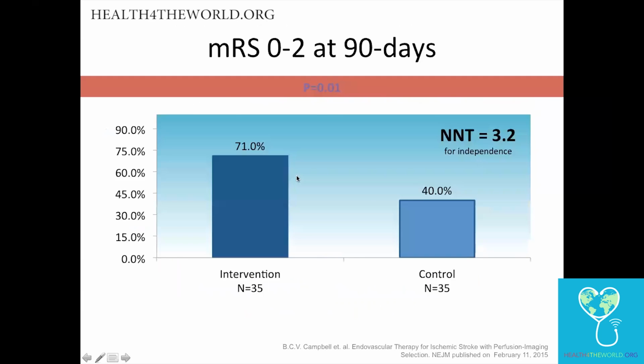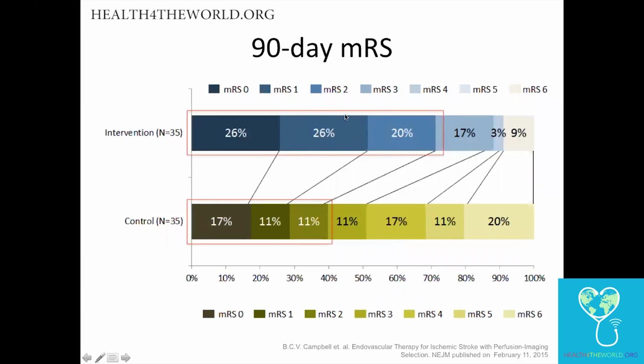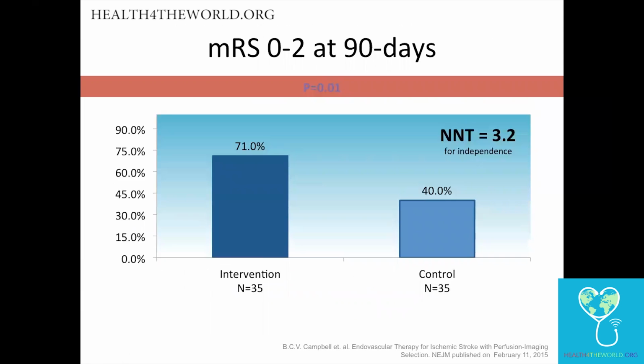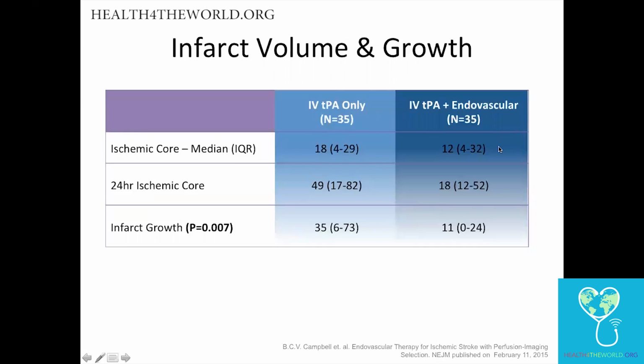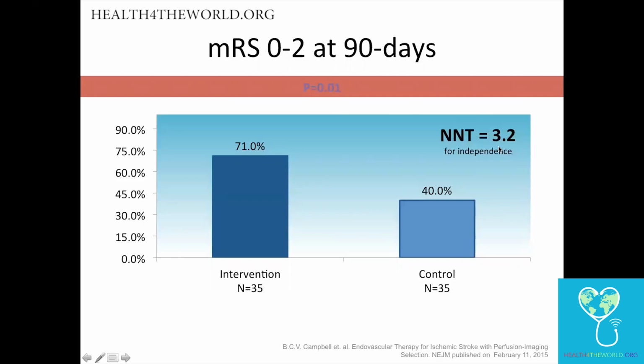And then, of course, the modified Rankin scores at 90 days, very, very high in this case. Again, that's in part because they're really picking winners here. They're using imaging to really select those patients who are going to derive the most benefit from intervention. So here it is at 90 days. It drops down to a number needed to treat of only 3, which is wonderful.